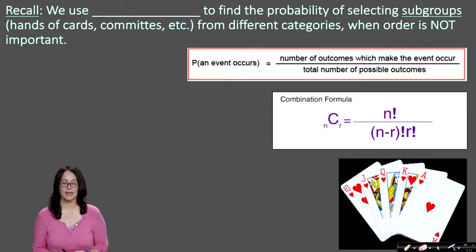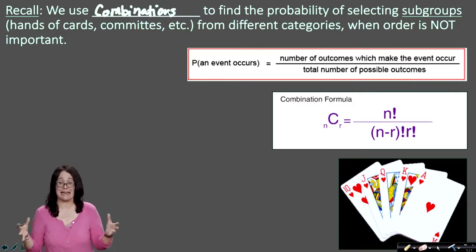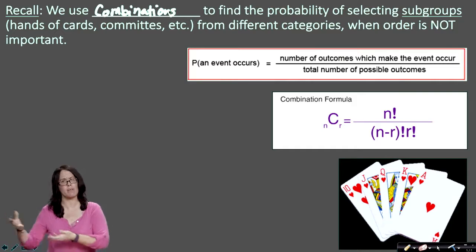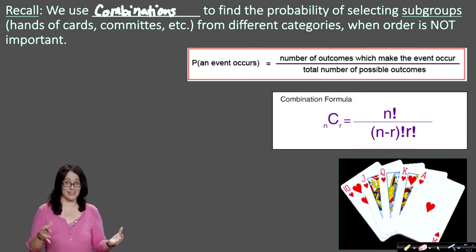So recall that we use combinations whenever we're finding the probability of selecting subgroups from different categories where order is not important. If order was important, what would we be using? Starts with a P, permutations, that's right. So we use combinations when order doesn't matter. Today we're going to put to use that idea of using a combination to figure out how many ways I could select this subgroup of items where order doesn't matter, with the idea of probability.